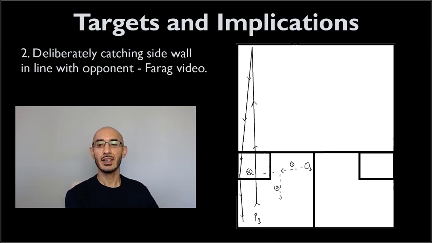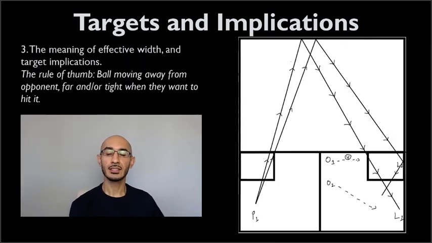Now, the third thing is talking about the meaning of effective width and kind of what those target implications look like. So if you have player one over here, player one hits two different types of cross courts, and then you have your opponent. Let's say we're talking about a couple of scenarios in this diagram. So opponent one takes a high tee position, opponent two takes a deeper tee position.